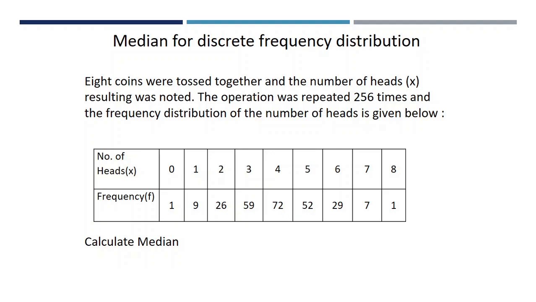See here an example. 8 coins were tossed together and the number of heads resulting was noted as x. And the operation was repeated 256 times and the frequency distribution of the number of heads is given below. So here x values are 0, 1, 2, 3 up to 8 and the frequency values are given here. So from this calculate the median.